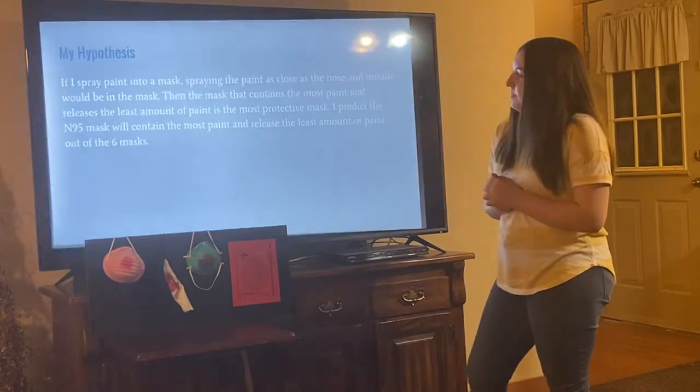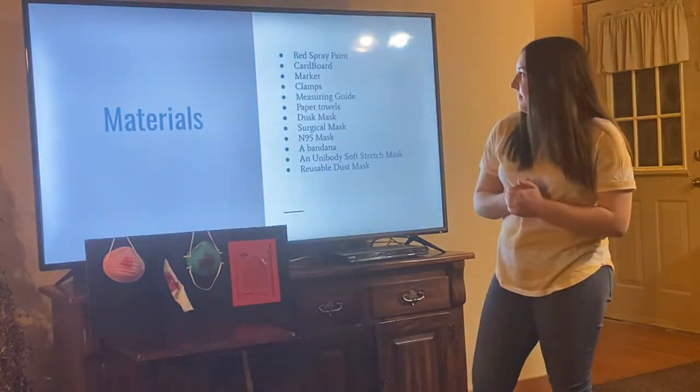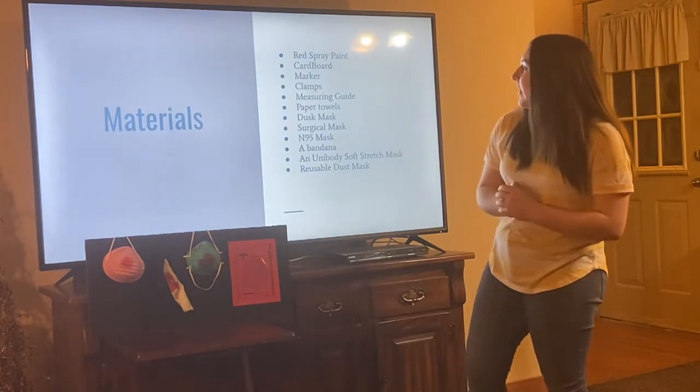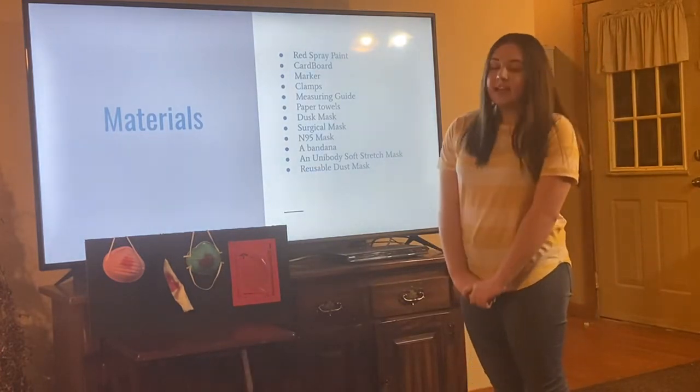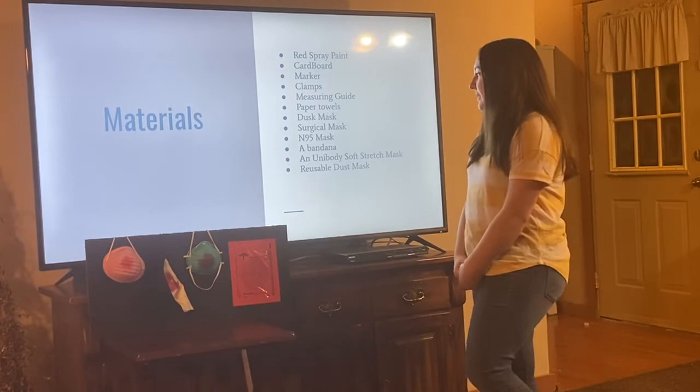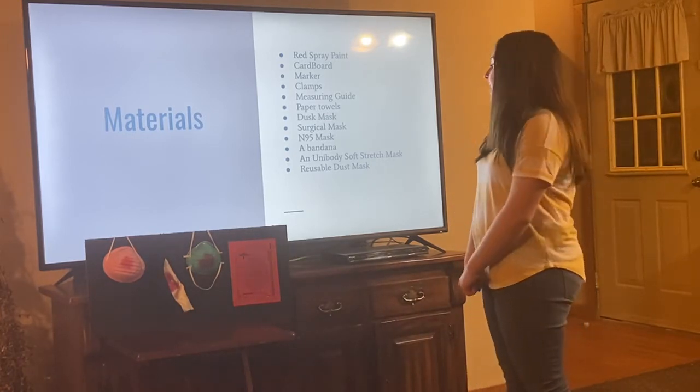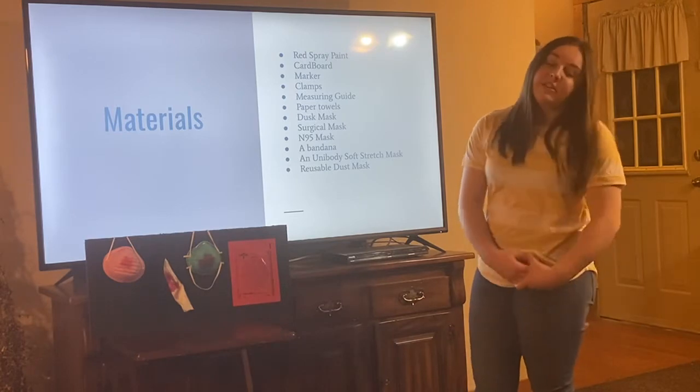My materials. For my project, I used red spray paint, cardboard, marker, clamps, a measuring guide, paper towels, a dust mask, a surgical mask, an N95 mask, a bandana, a soft stretch mask, and a reusable dust mask.